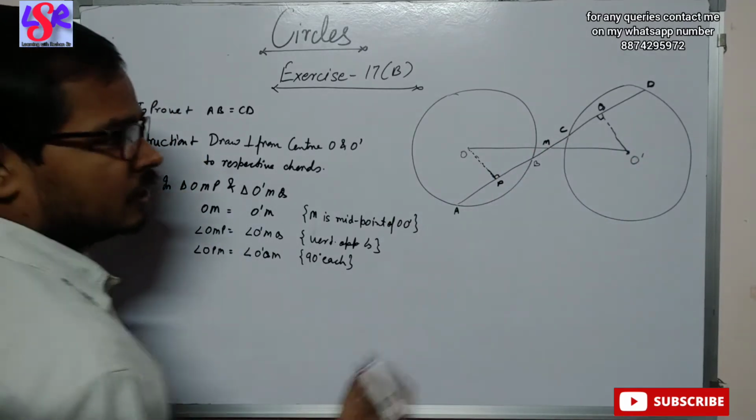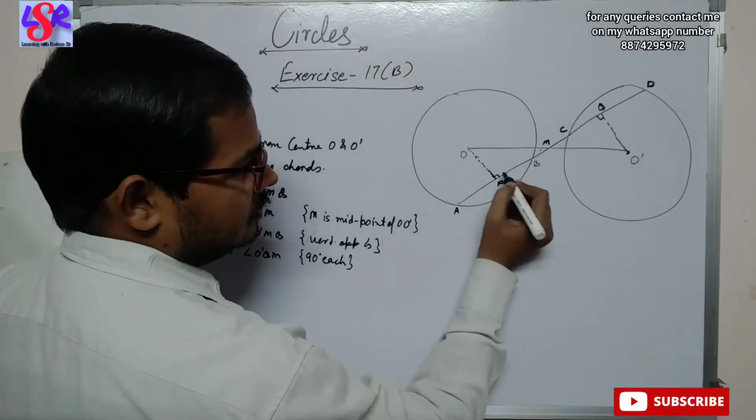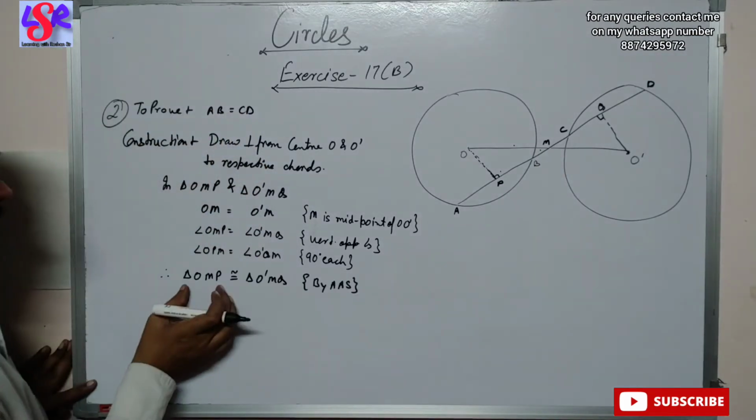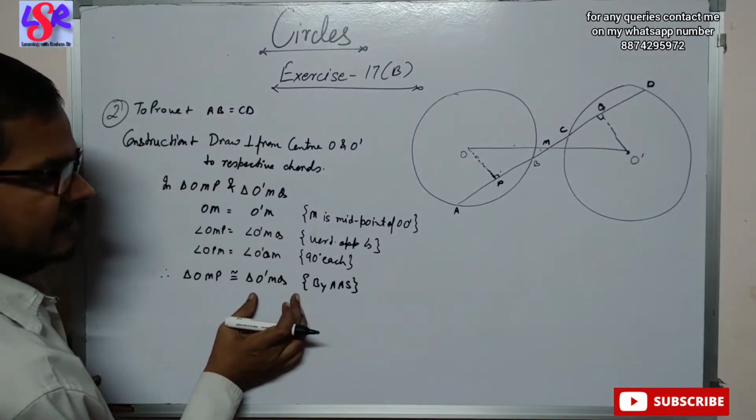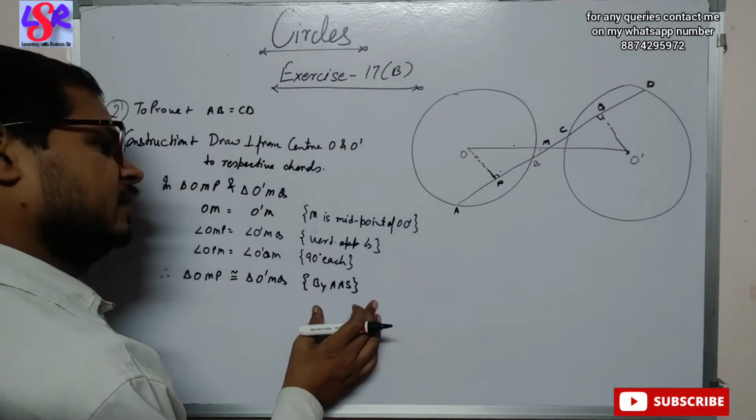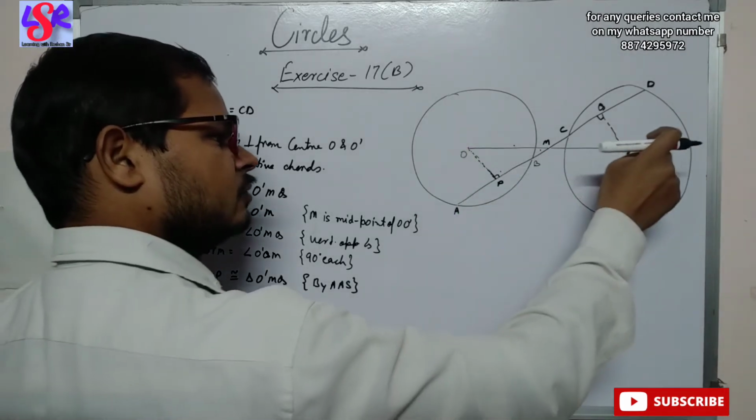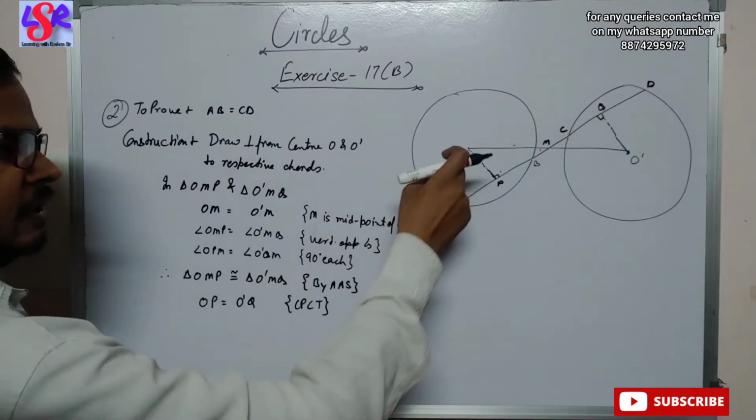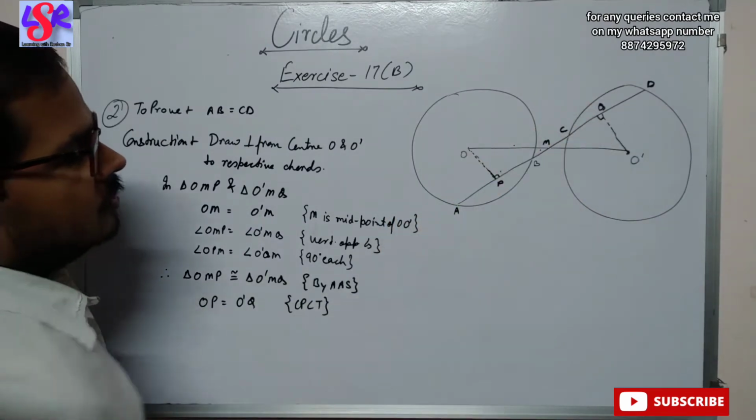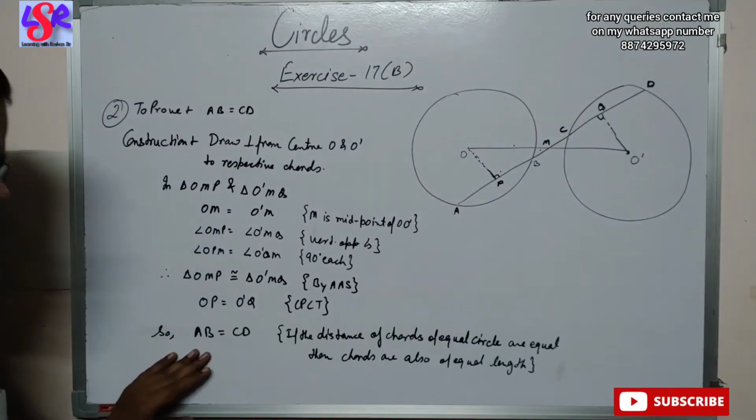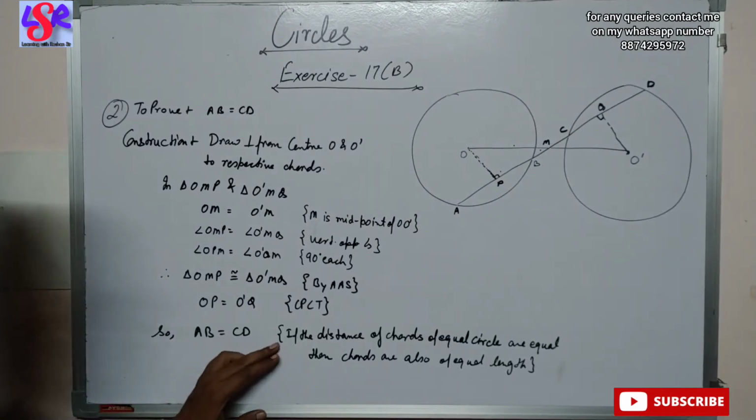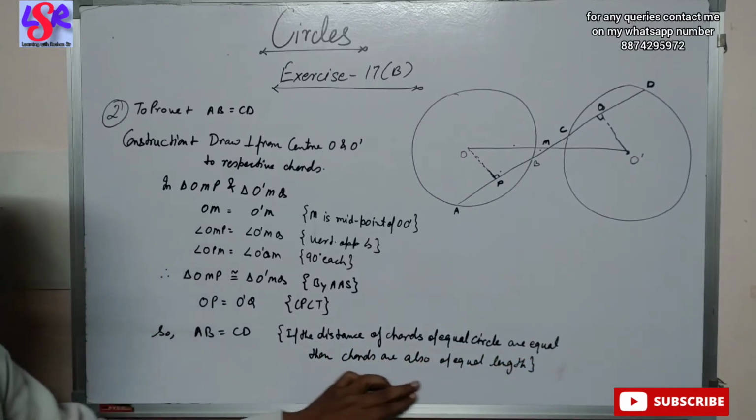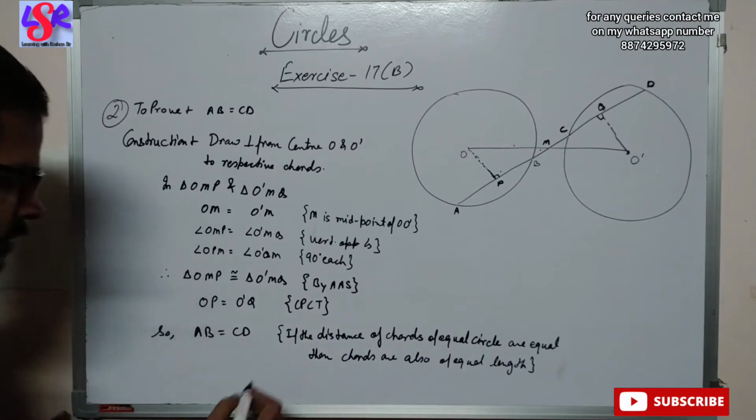Now to prove these two triangles congruent, we have used this angle and this side, so it is AAS. Therefore triangle OMP is congruent to triangle O dash MQ by AAS congruency criteria, and this side OP will be equal to O dash Q by CPCT. And as the perpendicular distances from the center to the chords are equal, therefore the chords are also of equal length. So here we get AB equals CD, as if the distances of the chords of equal circles are equal, then the chords are also of equal length, hence proved.